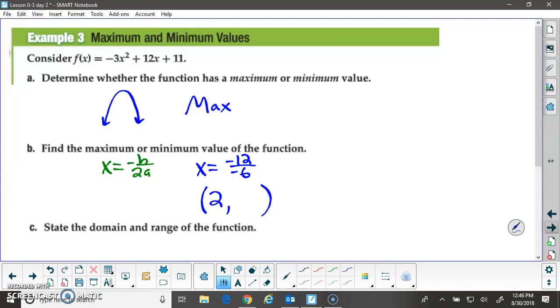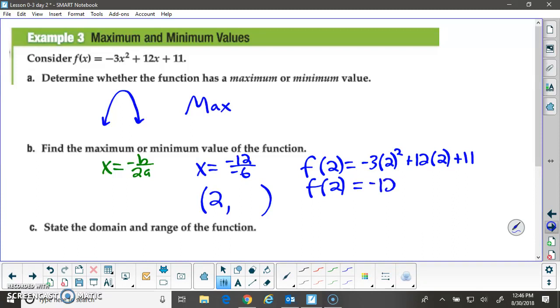And now to find the y value, I have to put 2 into that function. So if I put 2 into this function, I believe we get negative 12 plus 24 plus 11, which would give us 12 plus 11, which is 23. So there is the maximum point of this U-shaped parabola curve.